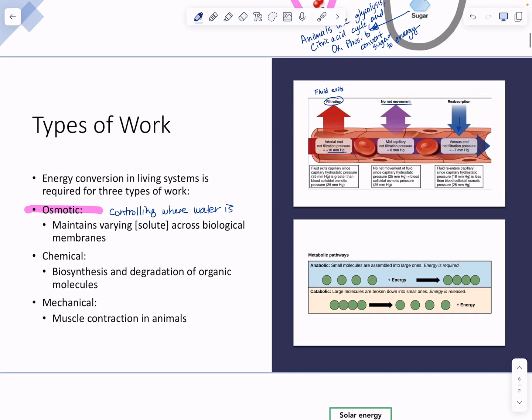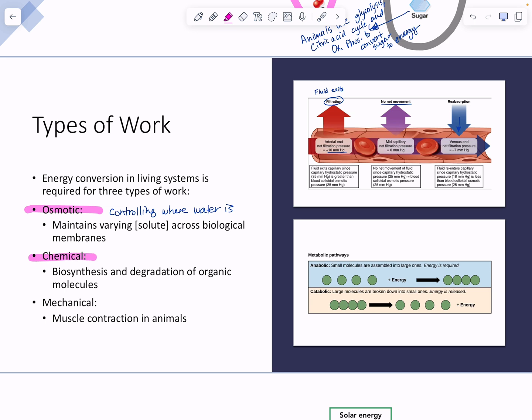So sometimes the process of maintaining an osmotic balance occurs without extra energy input because of the varying concentrations of solutes across a membrane. But sometimes things can't cross membranes without help. And so sometimes you have to use energy from ATP to push something across a membrane. All right. So the next type of work there is to do is chemical work.